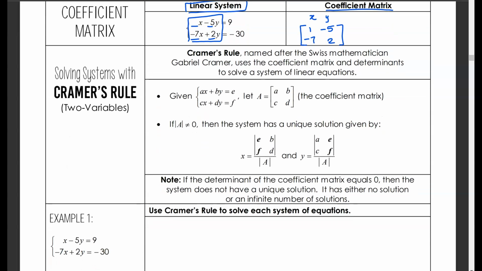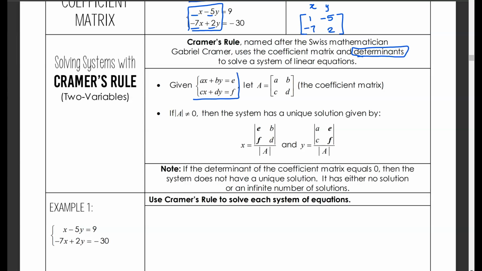Now, Cramer's rule, which was named after a Swiss mathematician, Gabriel Cramer, uses the coefficient matrix and determinants, two things that we are now familiar with, to solve a system of linear equations. If we are given this system, we're going to let A be our coefficient matrix, composed of all of the coefficients of our system. Again, noting that the x's and y's are lined up. If the determinant of our coefficient matrix is not equal to 0, this means we do have a unique solution, and it's given to us by, I want you to take a note here.